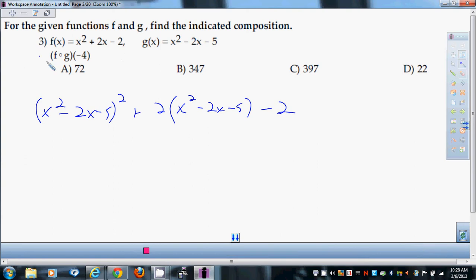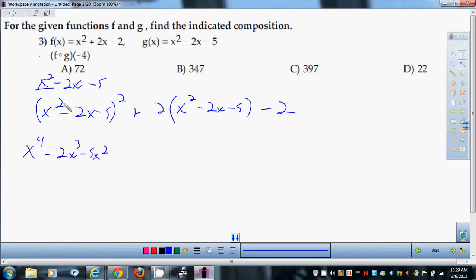We have to square the first term. So I have to take x squared and multiply it by all three. I'm basically multiplying these two things by themselves. So the first thing I'm going to do is take this piece, multiply it by everything. x to the 4th minus 2x cubed minus 5x squared. Now I'm going to take this piece and multiply it by everything. Minus 2x cubed plus 4x squared plus 10x.